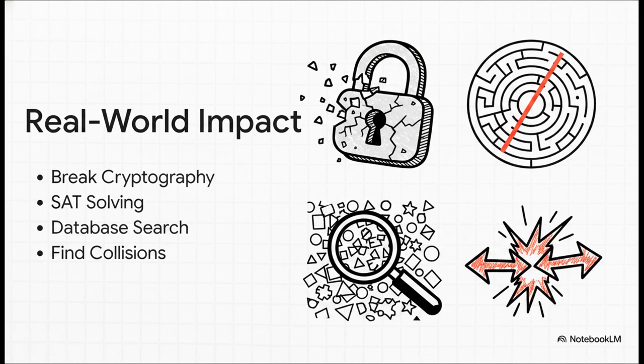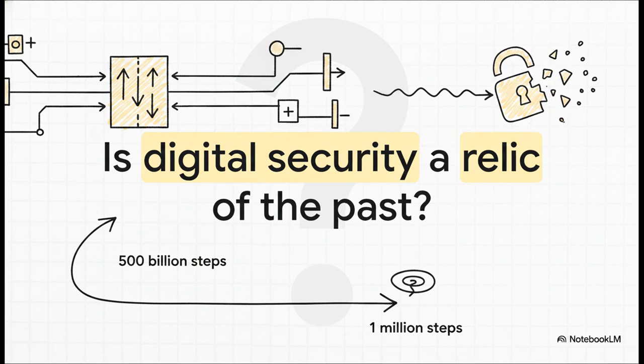Beyond that, it totally revolutionizes things like SAT solving, executing massive database searches, and finding hash collisions in cybersecurity. Grover's algorithm proves that quantum computers don't run on magic, right? They just systematically amplify what's right and suppress what's wrong through interference. It's pure, brilliant physics. So I'll leave you with this thought to chew on. If an algorithm can turn a 500 billion step classical problem into just 1 million quantum steps, is our current digital security already a relic of the past?